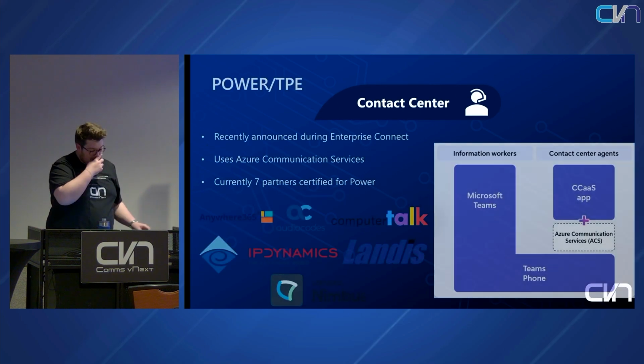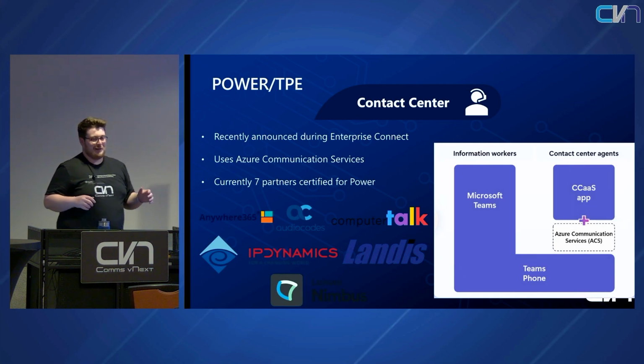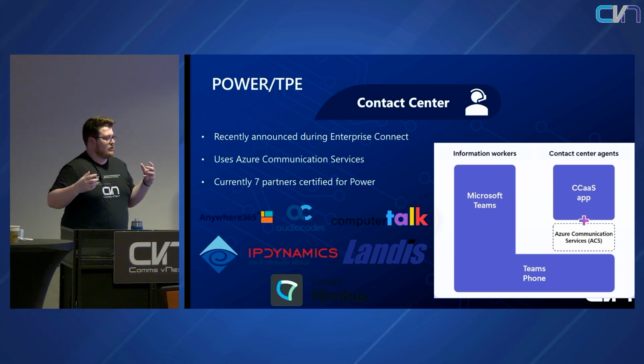And then lastly, this is new. Well, Power's been around as coming soon in the documentation for a long time, but we got the Teams Phone extensibility that got announced at Enterprise Connect. But this is effectively using Azure Communication Services on the back end. So the same things that Teams is actually using on the back end to manipulate calls, make calls, do all the things that Teams does.